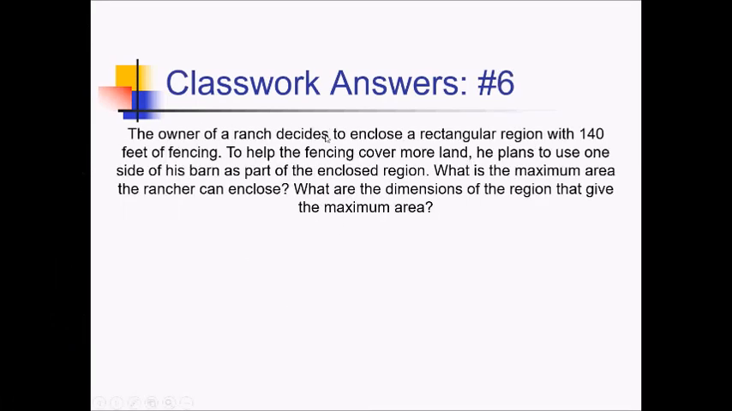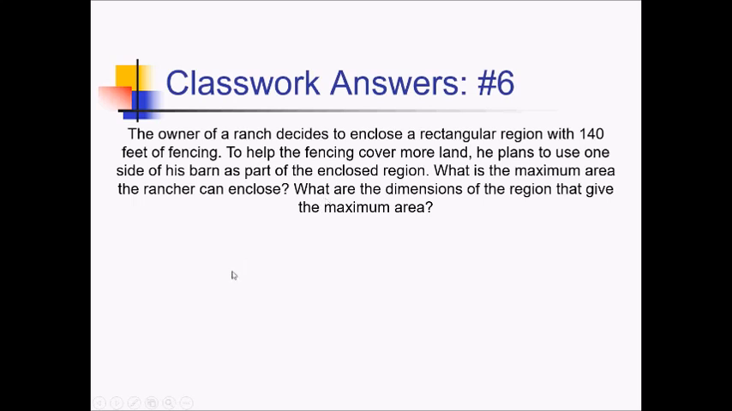In this problem, the owner of a ranch is enclosing a rectangular region with 140 feet of fencing. To help the fencing cover more land, he's going to use his barn as one side. That's very crafty of this rancher. We want to know the max area the rancher can get by doing this, and then the dimensions of that region. Let's start by making a picture.